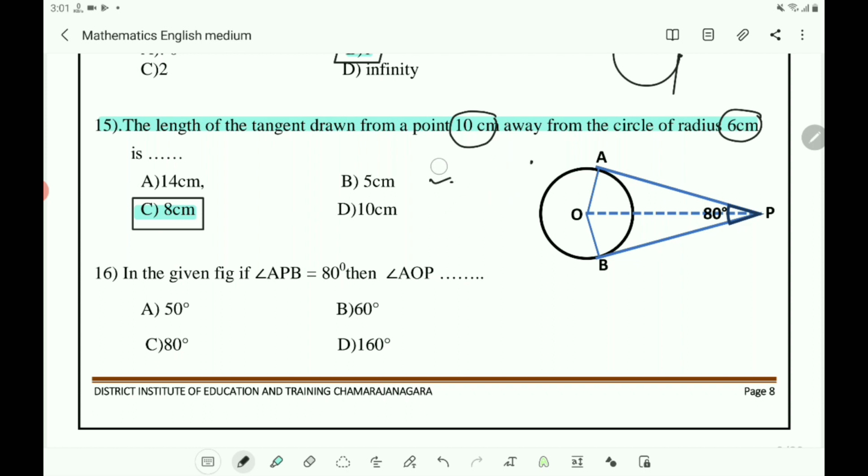What is the question? In the given figure, if angle APB equals 80 degree, then angle AOP equals. Here what is given? Angle APB is given. That is how much? APB is 80 degree. And what is the measurement of the angle AOP? Here you can get, this is how much? This is 100 degree. This whole angle is 100 degree. Half of this means it is 50 degree. It is equal to 50 degree.